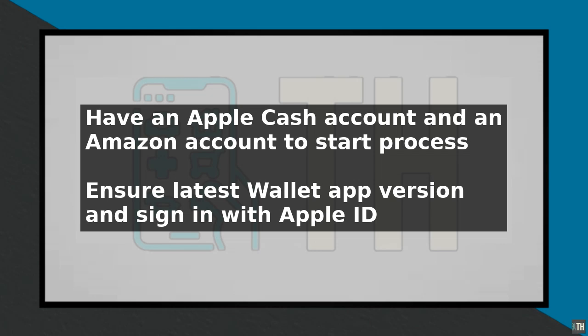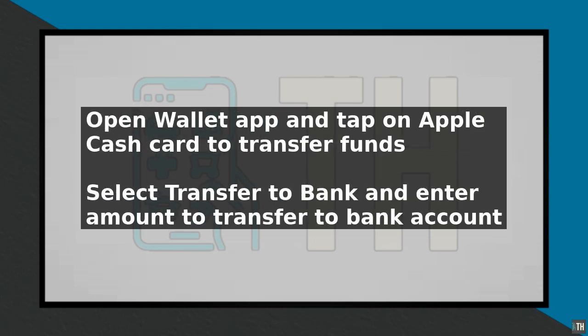Open the Wallet app and tap on the Apple Cash card. Then tap on the three dots in the top right corner and select Transfer to Bank. You will then be prompted to enter the amount you want to transfer. Select the bank account or debit card you want to use and confirm the transfer.